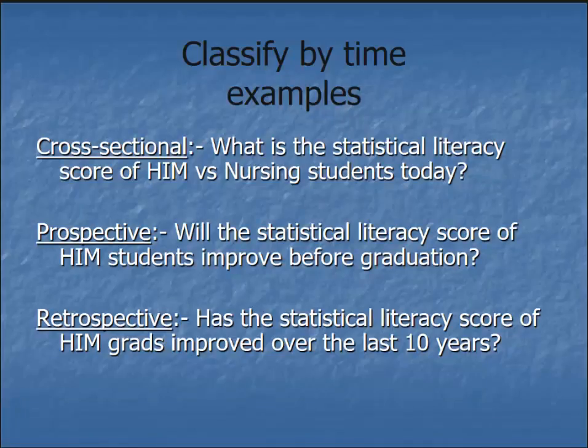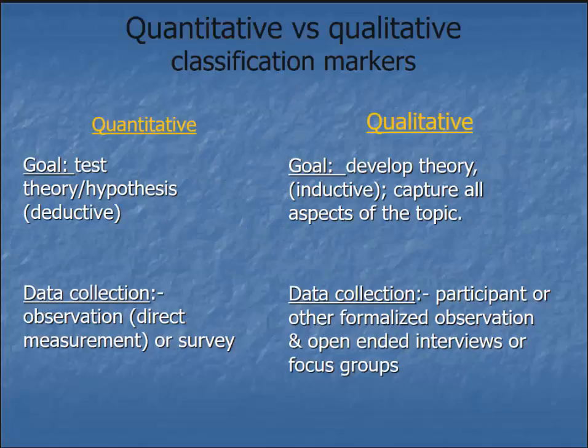Studies are also classified by time. There are 3 types as described in your readings. Experimental studies can only be prospective. Use these to distinguish quantitative from qualitative research.